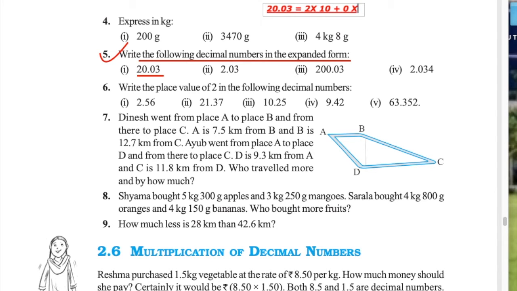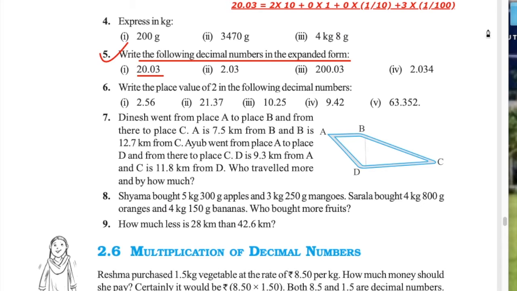0 multiplied by 1 because 0 is at ones place, plus you have 0 at which place? 0 multiplied by 1 by 10, it is at tenth place, plus you have 3 at which place? 1 by 100, hundredth place. So this is your fraction form, expanded form. In which form is it? It is your fraction form.